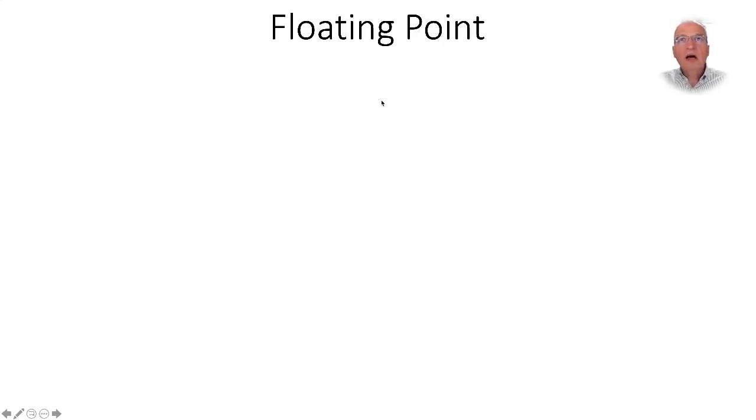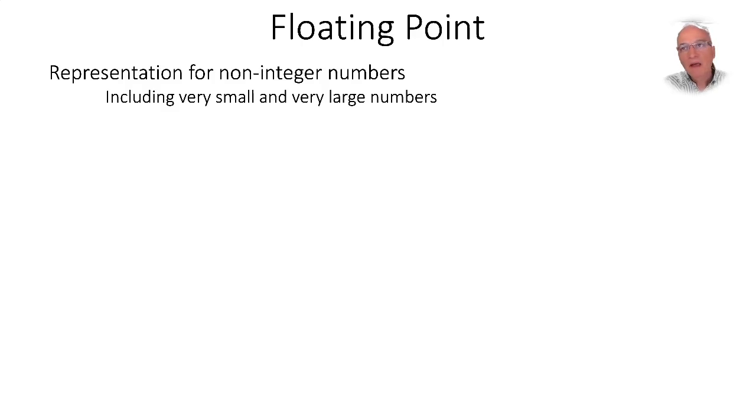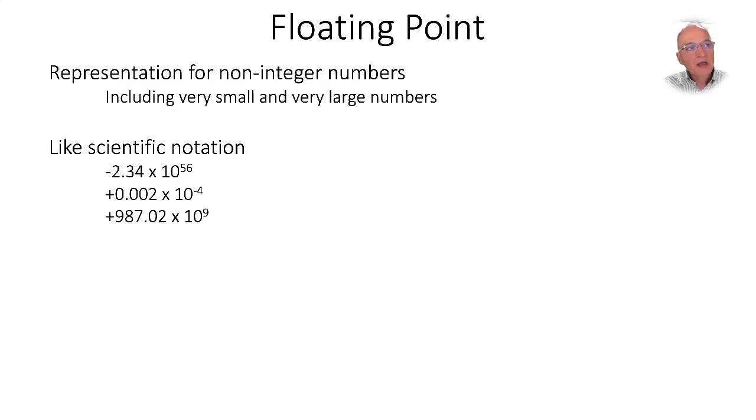Now let's talk about how we can represent those real numbers in a representation that we call the floating point representation. The representation for non-integer numbers may include very small and very large numbers. It's similar to scientific notation. In scientific notation, I could have minus 2.34 times 10 to the 56. I could have plus 0.002 times 10 to the minus 4, or plus 987.02 times 10 to the 9. In binary, I have something similar.